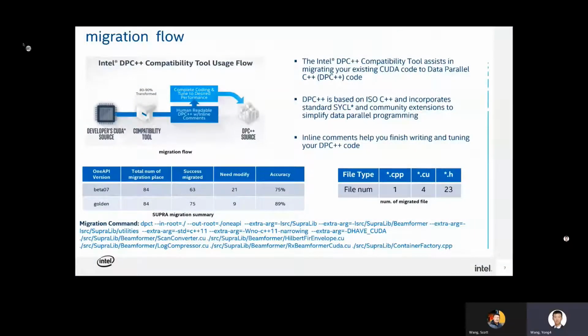As you may know, Intel oneAPI provides a data parallel compatibility tool to help developers migrate existing CUDA code to oneAPI code. The basic migration flow is that DPCT takes CUDA code as input and migrates its language properties to DPC++ code. Currently, the tool can migrate about 80 to 90% of CUDA language to DPC++ code. In our case, nearly 89% of CUDA language features were migrated successfully.